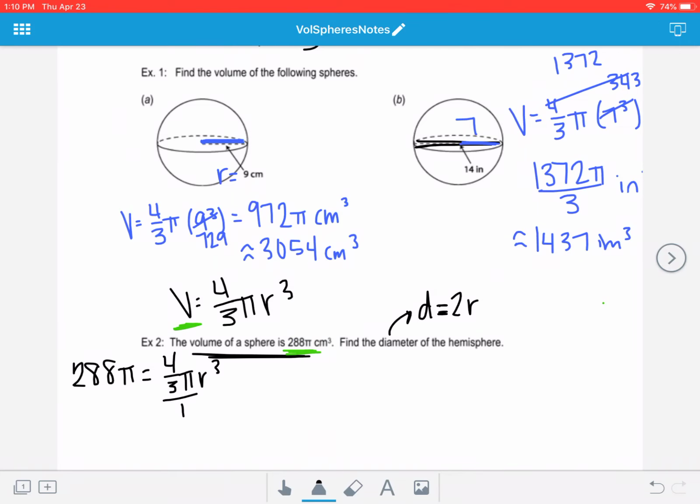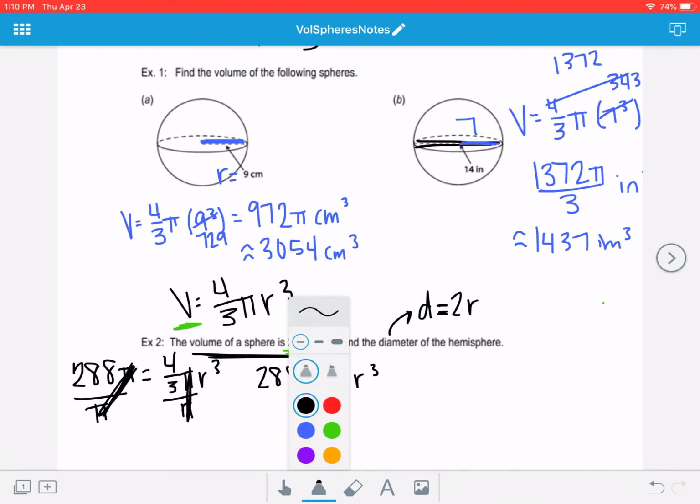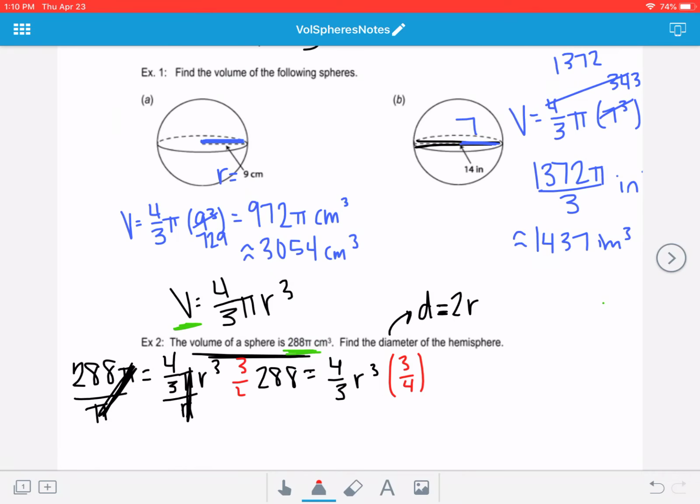What I like to do is get rid of pi first. Since pi is being multiplied on both sides, when I divide by pi, it simplifies to 1. So now I have 288 equals 4/3 r cubed. Now dividing by fractions, yuck, we're going to multiply by the reciprocal on both sides. When we multiply 4/3 times 3/4, we'd get 12/12, which is just 1. So then on the right side, we're left with r cubed. Now on the left side, we have to take 3/4 times 288, and that gives us 216.